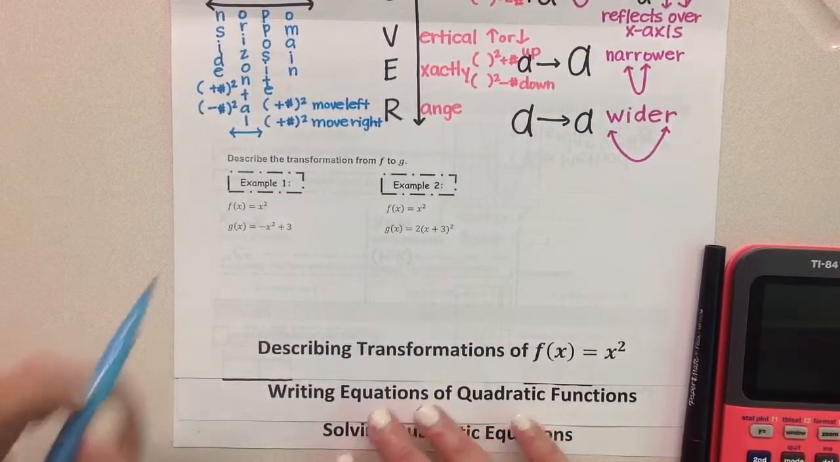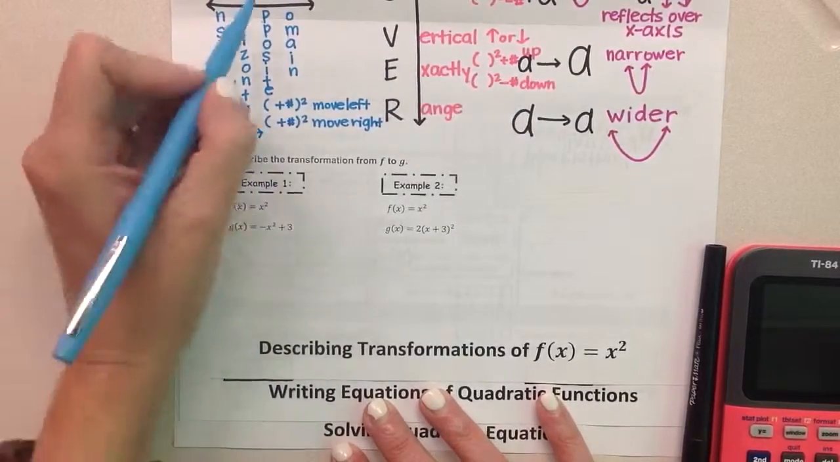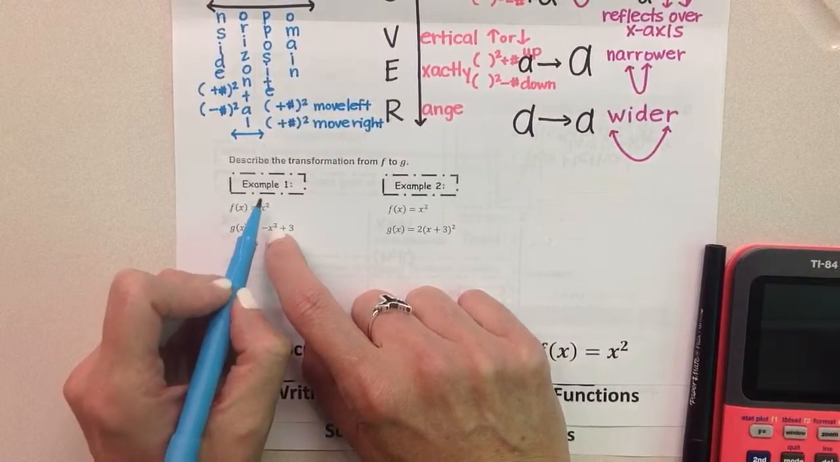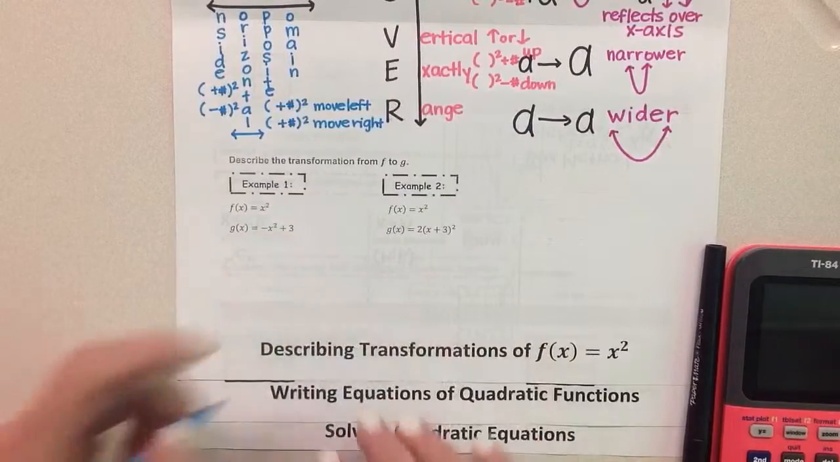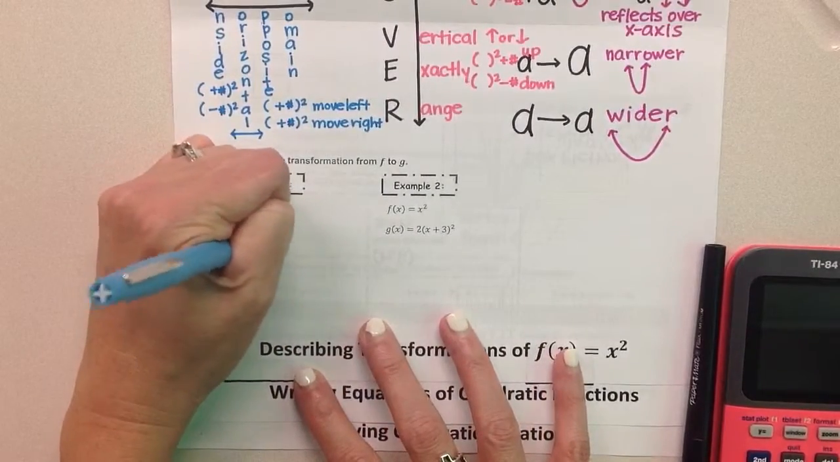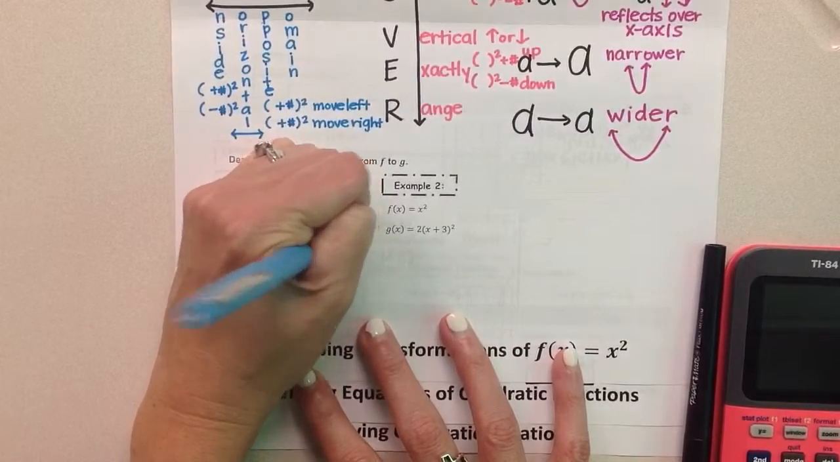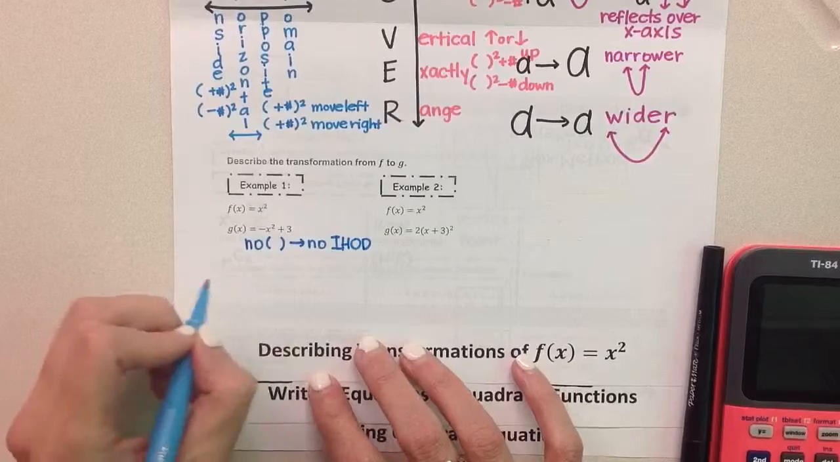So let's look at our IHOD number. It's going to be inside. It's going to tell us if it moves left or right, and it's going to do the opposite of what we think. So if I look at g, that's the graph that has changed. F is the original. It's our parent function. So if you notice, there are no parentheses, which means there is no IHOD number. This graph is not going to move left or right, so I'm not going to worry about that.